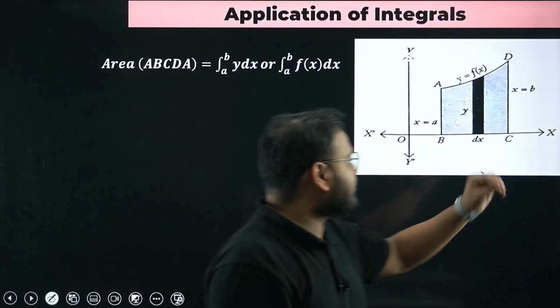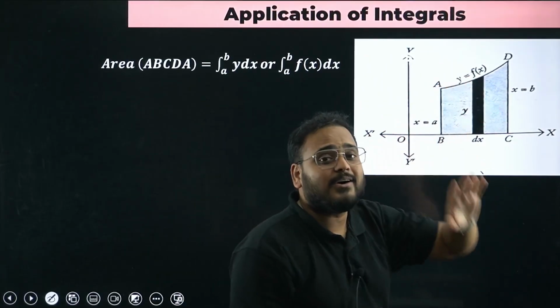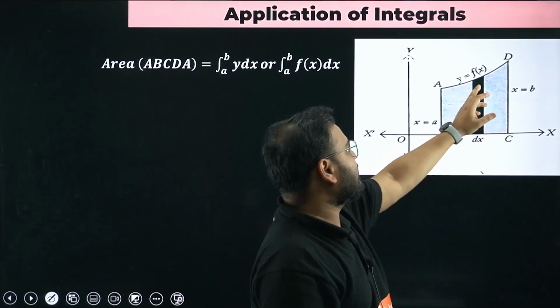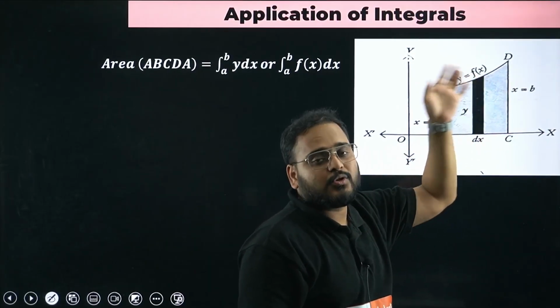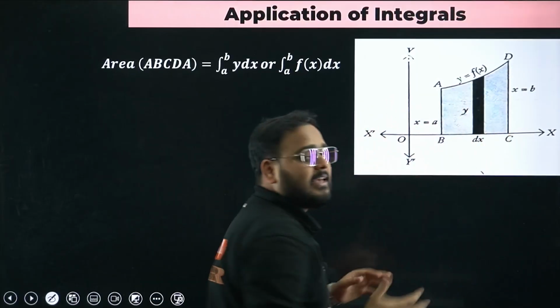So first, what do we try to do? We try to define a function. Whichever is the working variable, in those terms we try to put the limits. For example, here the function is in terms of x, so limits will be given for x, bacha, right? From a to b actually.